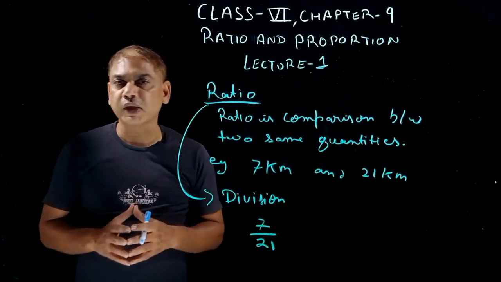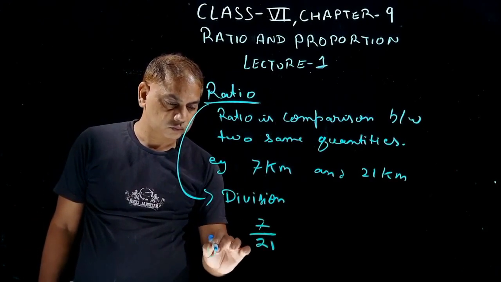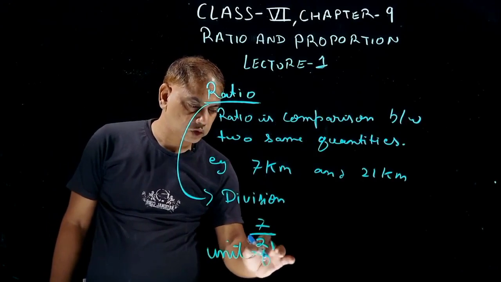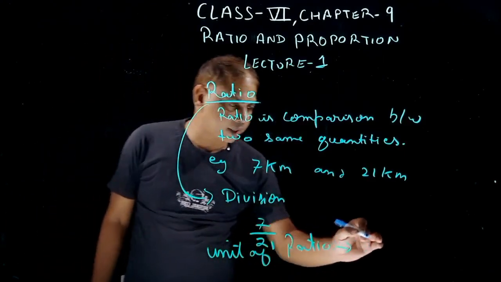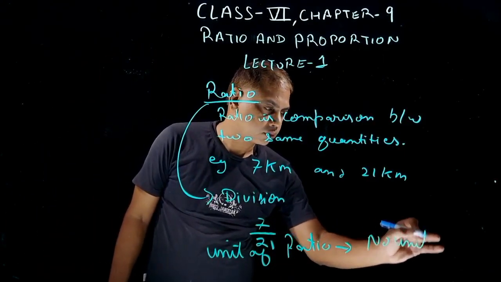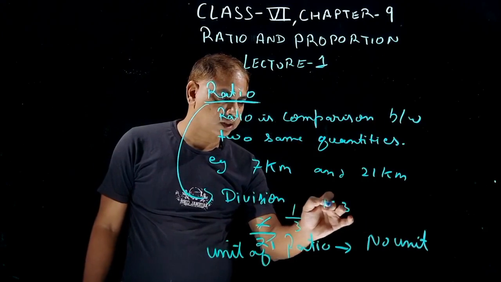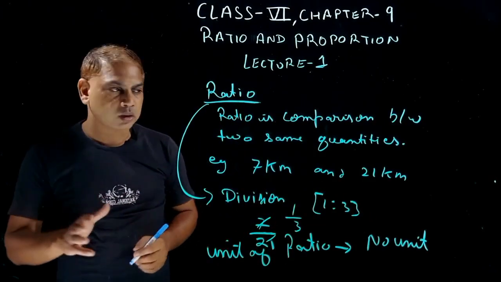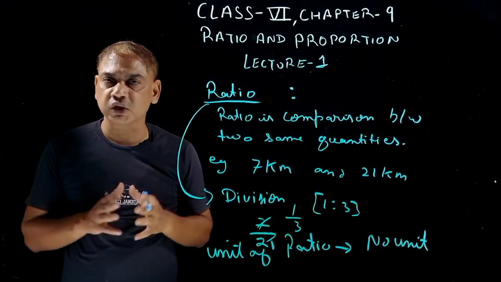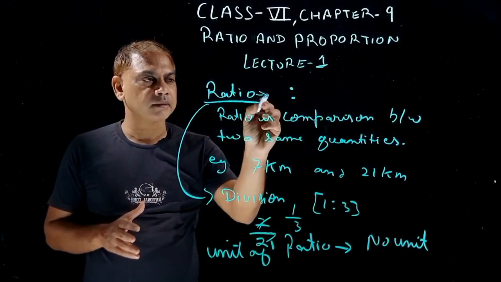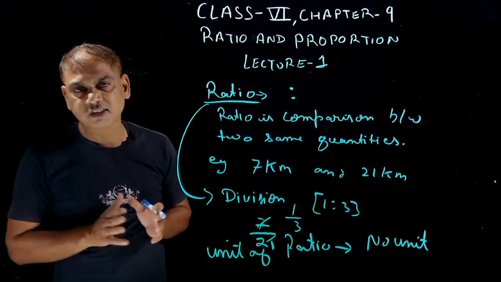Now we will talk about the unit of the ratio. So ratio has no unit, students. Okay? 7 upon 21, that means 1 upon 3, 1:3 ratio aa gaya, students. Okay? And one thing more, the symbol of the ratio is these two dots. When we put these two dots, that means ratio. It is the symbol of ratio, right? Clear hai? So there is no unit of ratio. Always remember that, right?